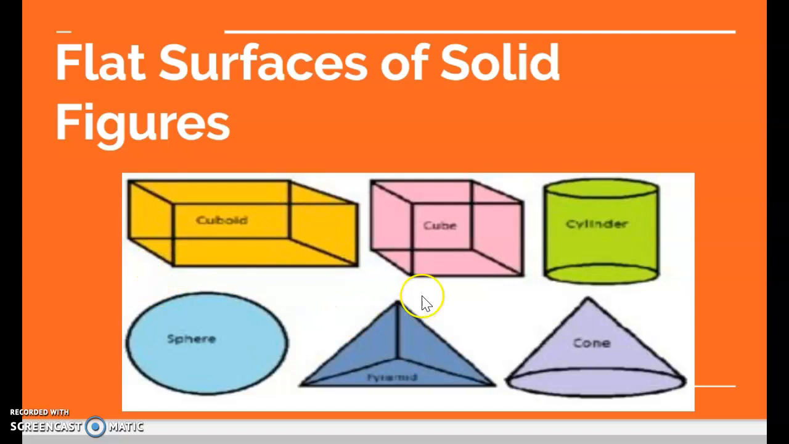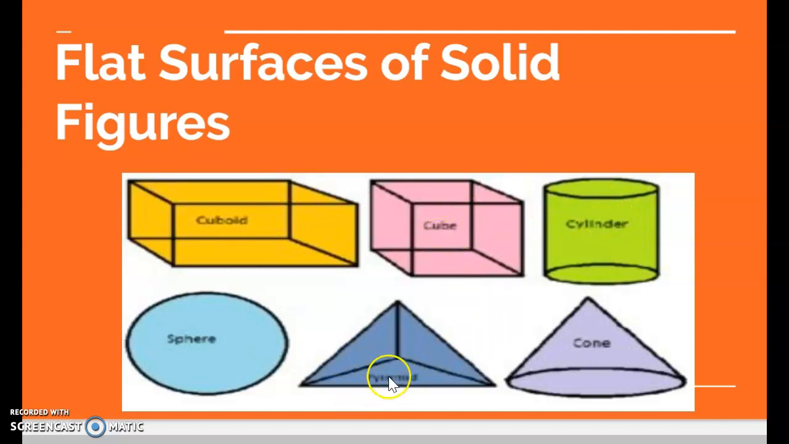If we look down at the bottom, let's look at this cube. What shape do you see on one of its faces? I see a square. Do you guys see that? There's a square on this face here. There's another square here and another one. So each one of these faces has a flat surface.